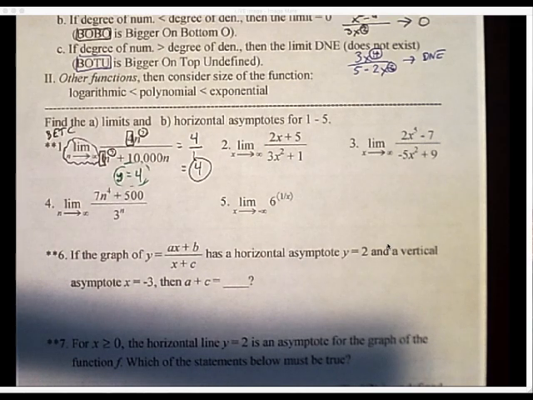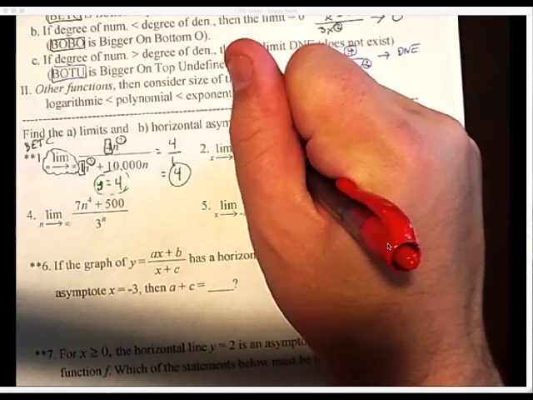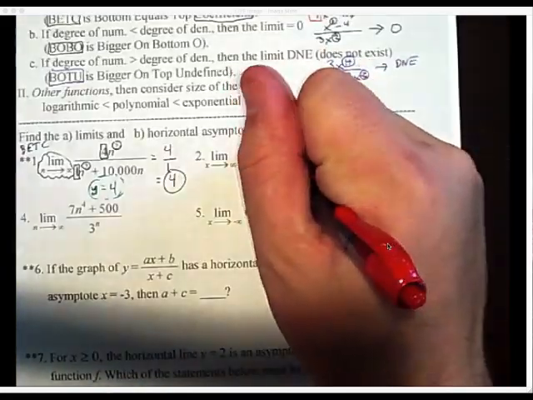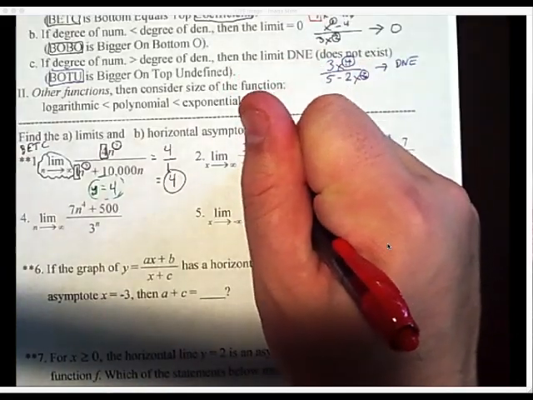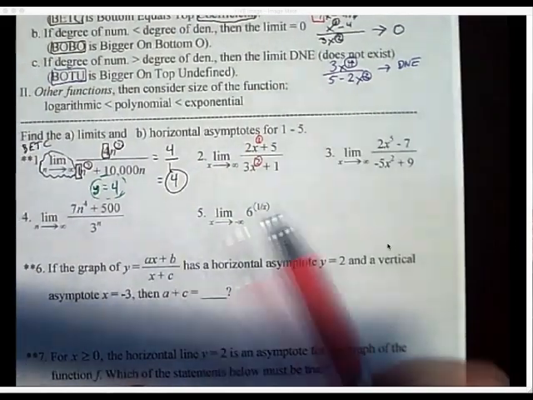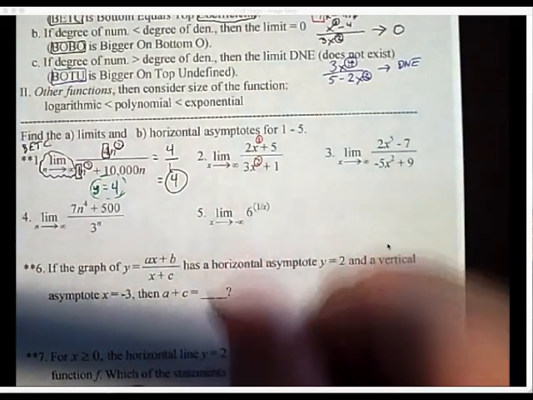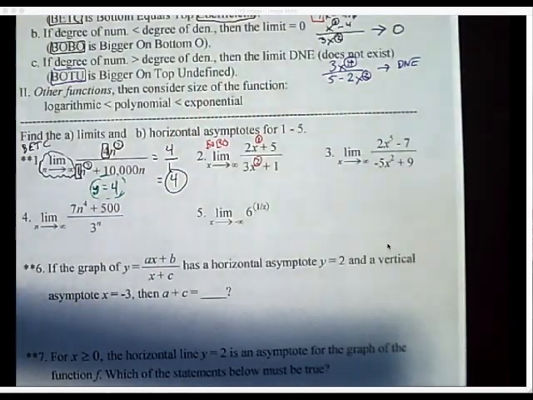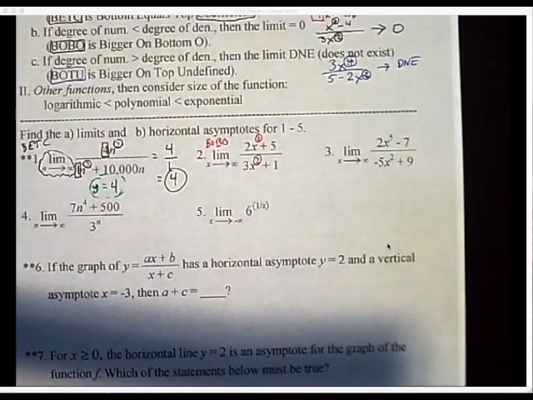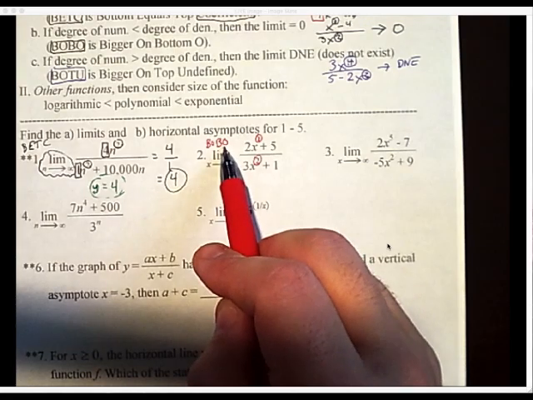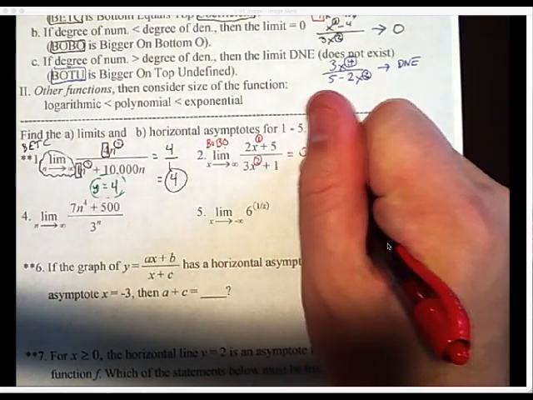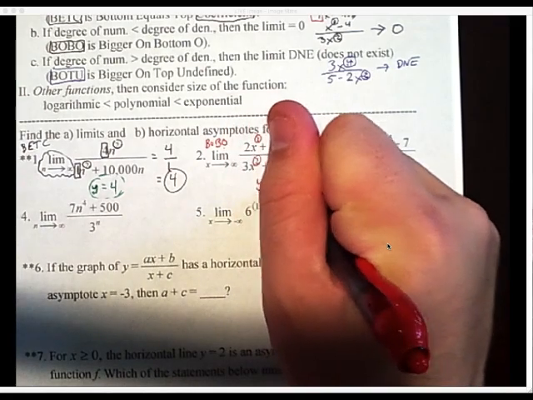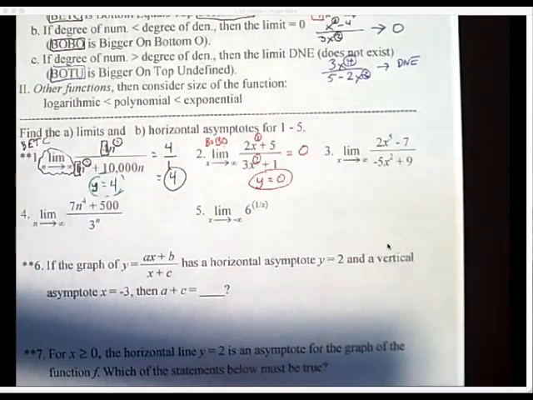And number 2 here, the degree of the highest power in the numerator is 1. The degree of the highest power in the denominator is 2. Here it's bigger on bottom. So this is an example of BOBO. It's bigger on bottom. So when it's bigger on bottom, the limit's going to equal 0. And therefore the horizontal asymptote will be the equation of the line y equals 0.